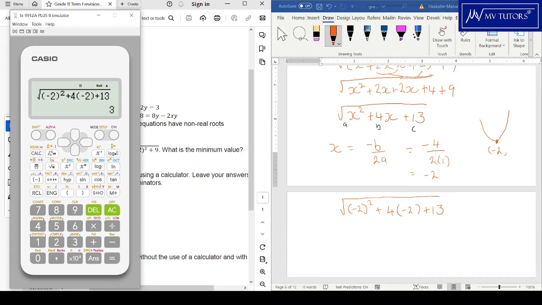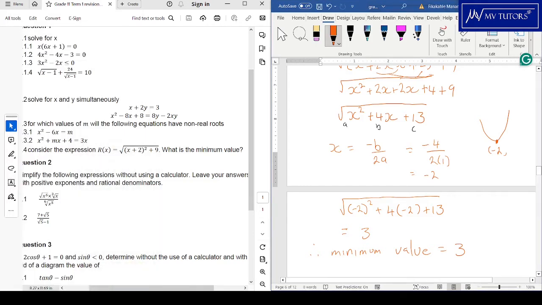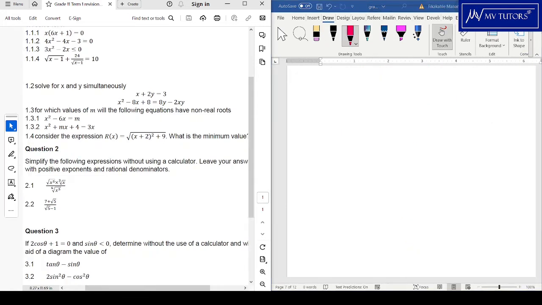That equals 3. So that means, therefore, my minimum value is equal to 3. That's it. If you didn't understand this, just try to rewatch what I just explained. Other than that, let's go to the next question.